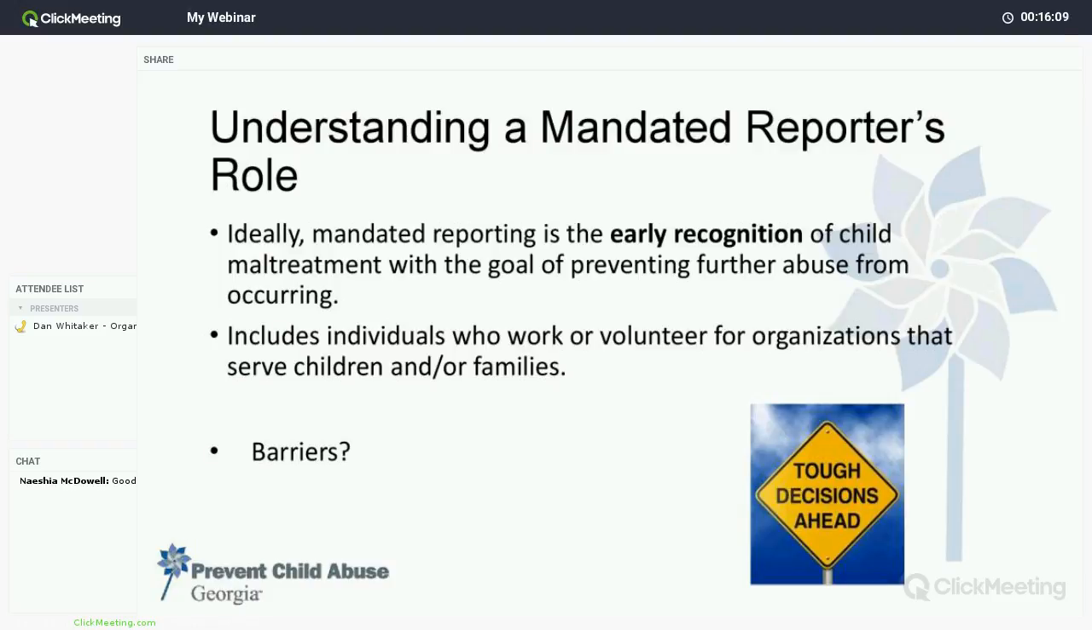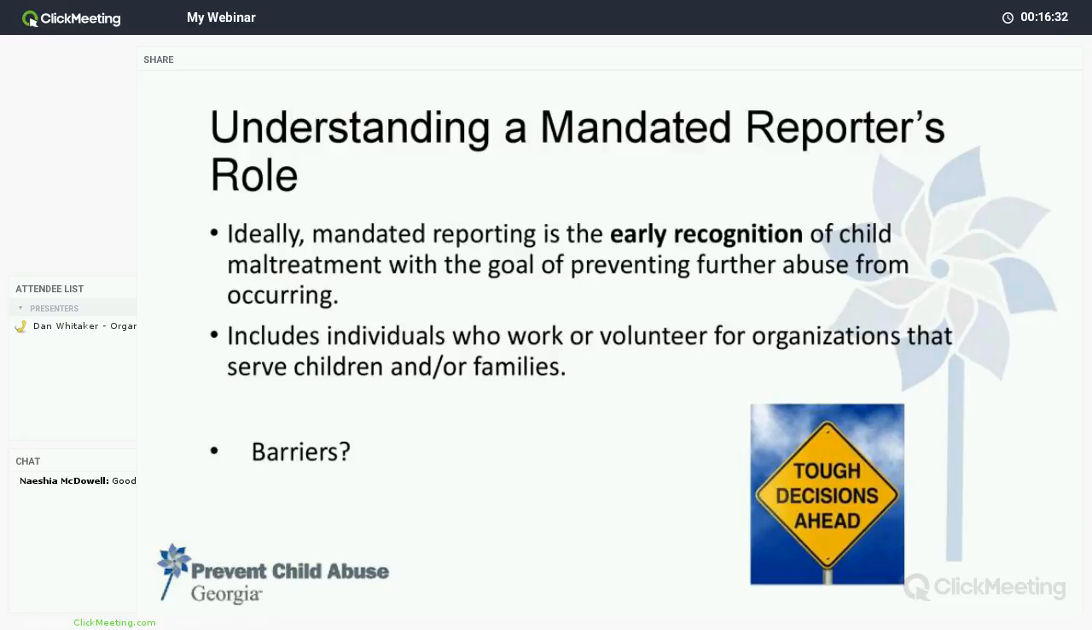Ideally, mandated reporting is the early recognition of child maltreatment. Your report may be the smoking gun that the agency needs to help a child or provide more resources to the family. Through discussion and scenarios, you'll see that identifying immediate danger may be clear, but other forms of maltreatment like neglect may leave a mandated reporter questioning whether to report.